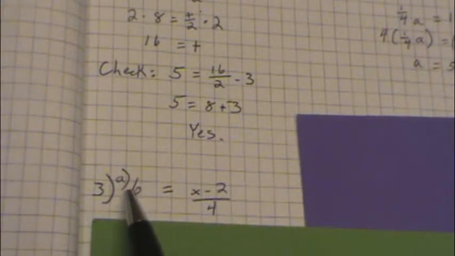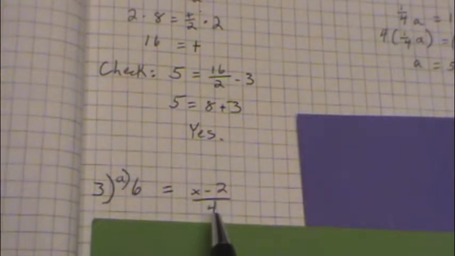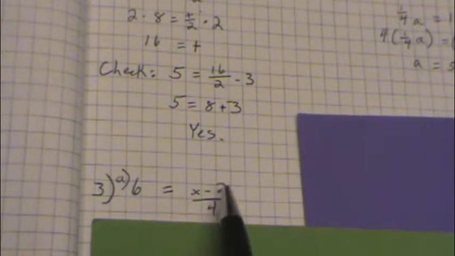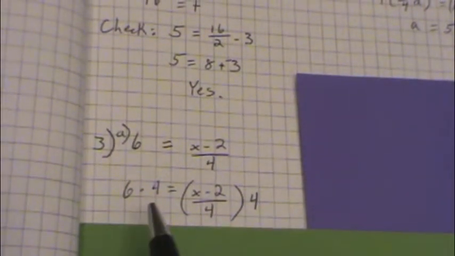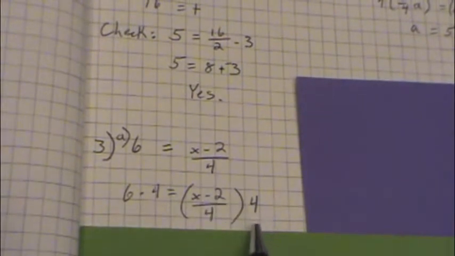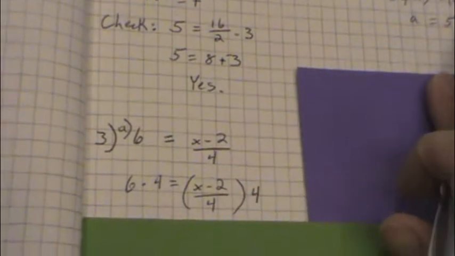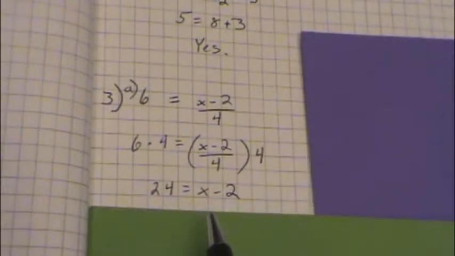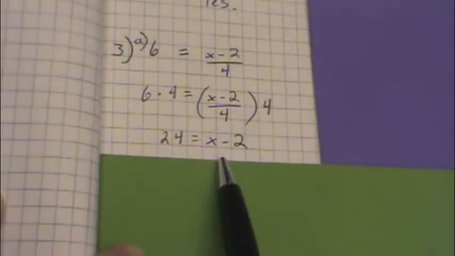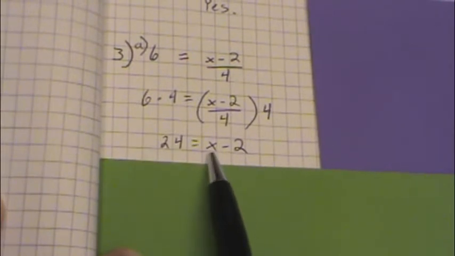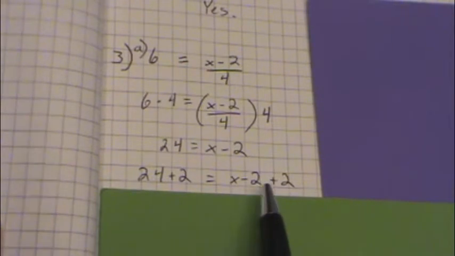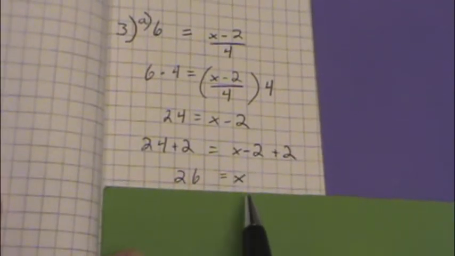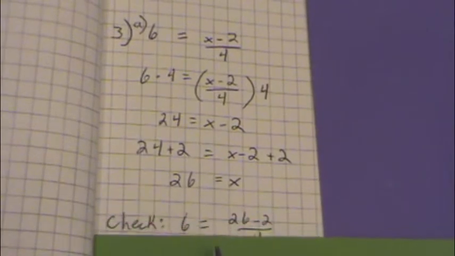So number 3, problem A, if 6 is equal to x minus 2 over 4, our first step has to be to multiply each side by 4 to clear the denominator. 6 times 4 equals this side of the equation, times 4. Clears that. We end up with 24 equals x minus 2. So now we have to add 2 to each side so we can isolate our variable. 24 plus 2 equals x minus 2 plus 2. 26 equals x.